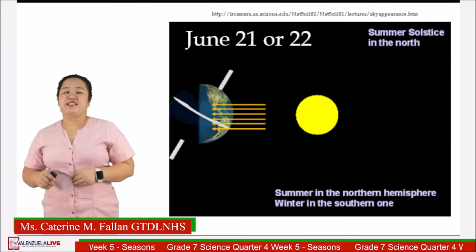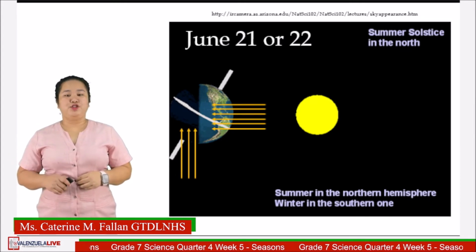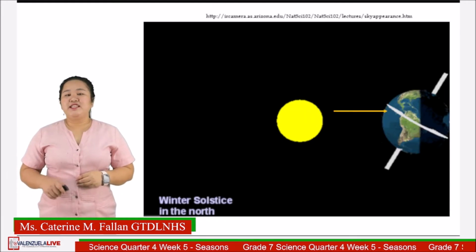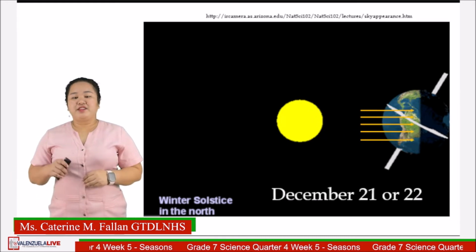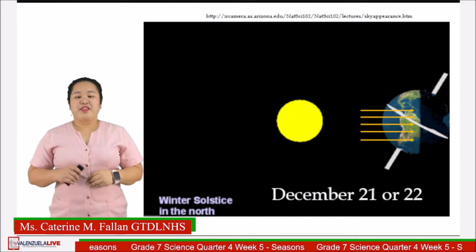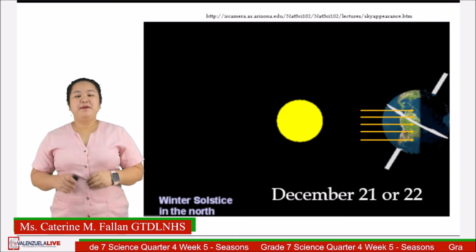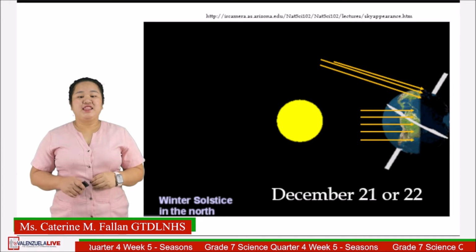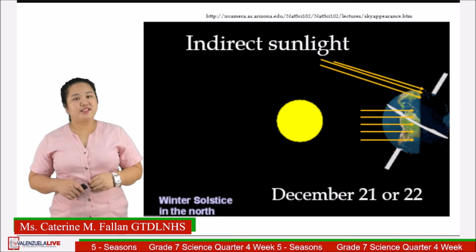At the same time, the southern hemisphere points away from the sun, creating winter during the months of June, July, and August. Starting December 21 or 22, vertical rays from the sun are directed towards the southern hemisphere. As a result, it receives the most direct sunlight, so it is summer. At the same time, the northern hemisphere experiences winter because it receives indirect sun rays. Therefore, cooler temperature and shorter days will be experienced.